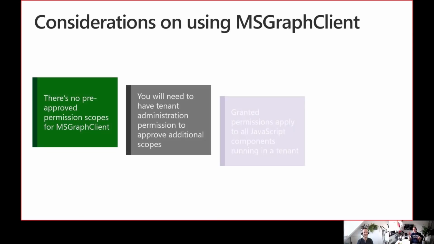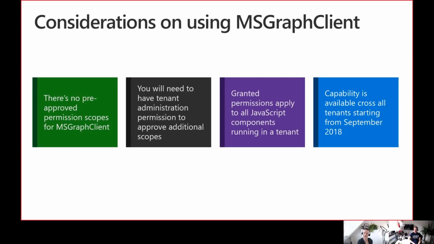Now, considerations. A few things to consider before we go to the actual demo and see this in practice. There are no pre-approved permission scopes for Microsoft GraphClient. By default, the tenant administrator has to grant a certain set of permissions before the functionality actually works. You will need tenant administration permission to approve the additional scopes. And this really comes down to centralized governance and centralized control at the tenant level.